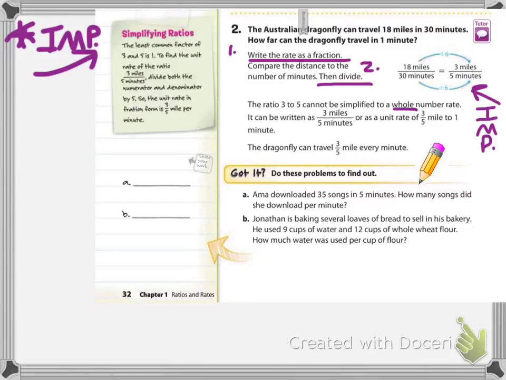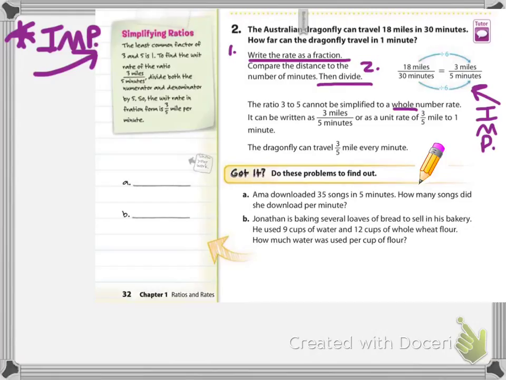You can't simplify this any further with whole numbers, and that's important. So you can write this as 3 miles per 5 minutes, or 3/5 of a mile to 1 minute. Again, it's very important to make sure with unit rates you are not just writing the fraction, which is just numbers, but you are writing the units, both units that go with the fraction, as in miles and minutes in this example.